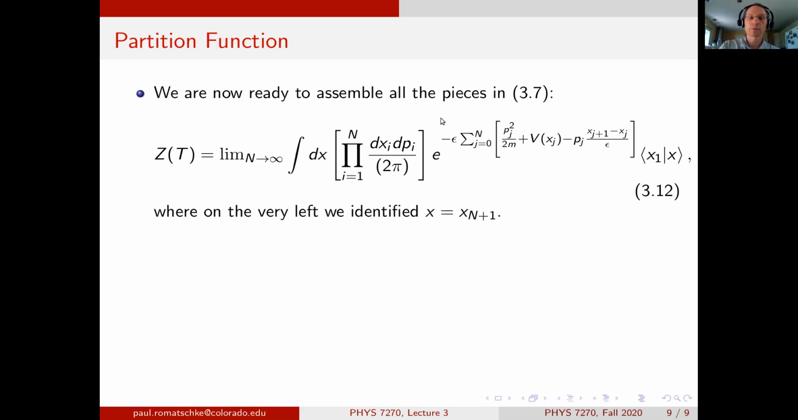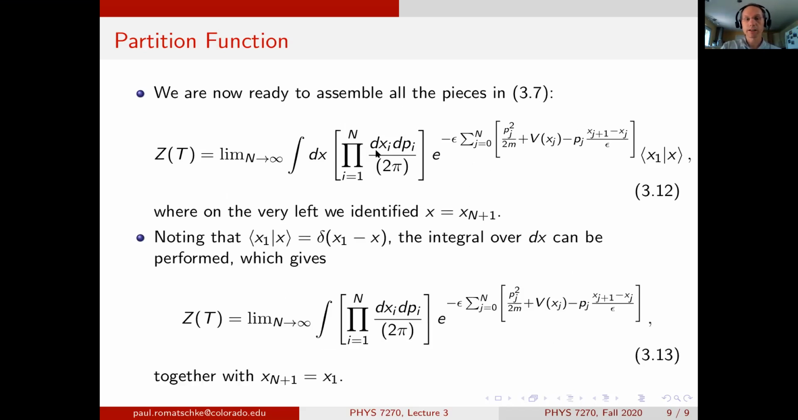So this is our expression for the partition function here. And now I can use the fact that this expression simply is a delta function of x_i minus x, in which case the integral over dx becomes trivial. We end up with now only 2n integrals for the partition function. And that concludes the lecture.